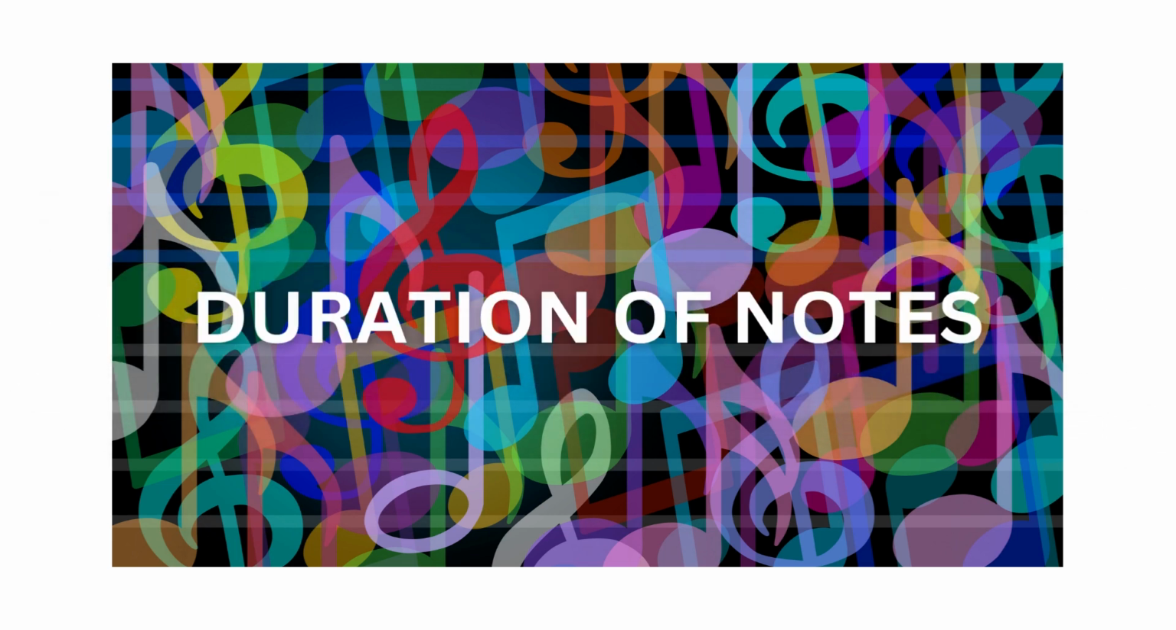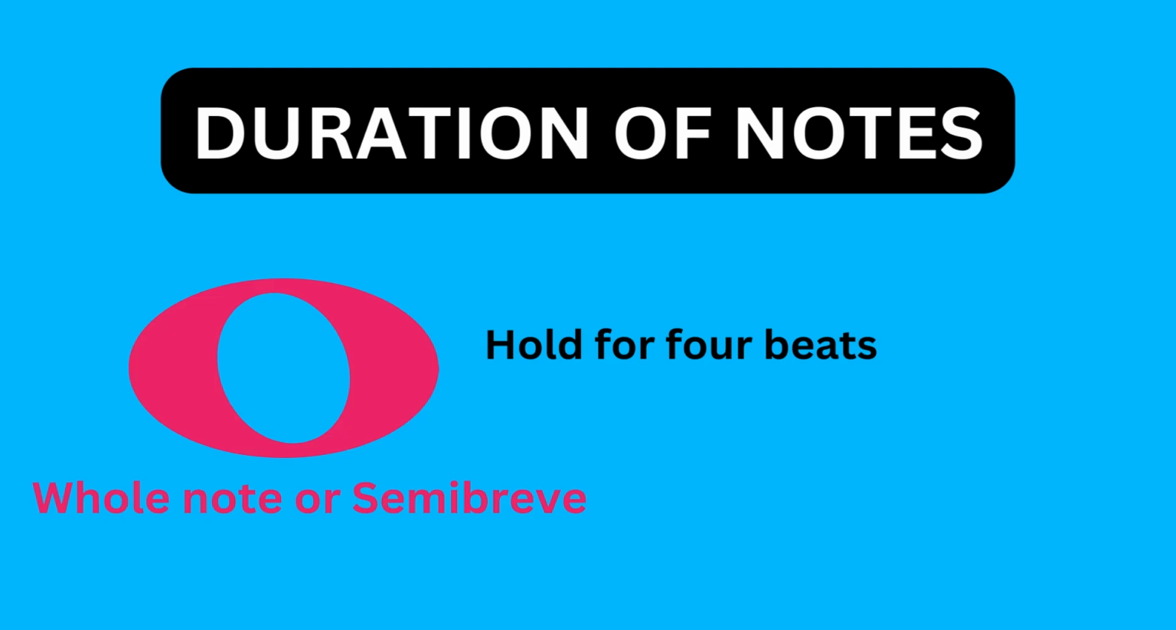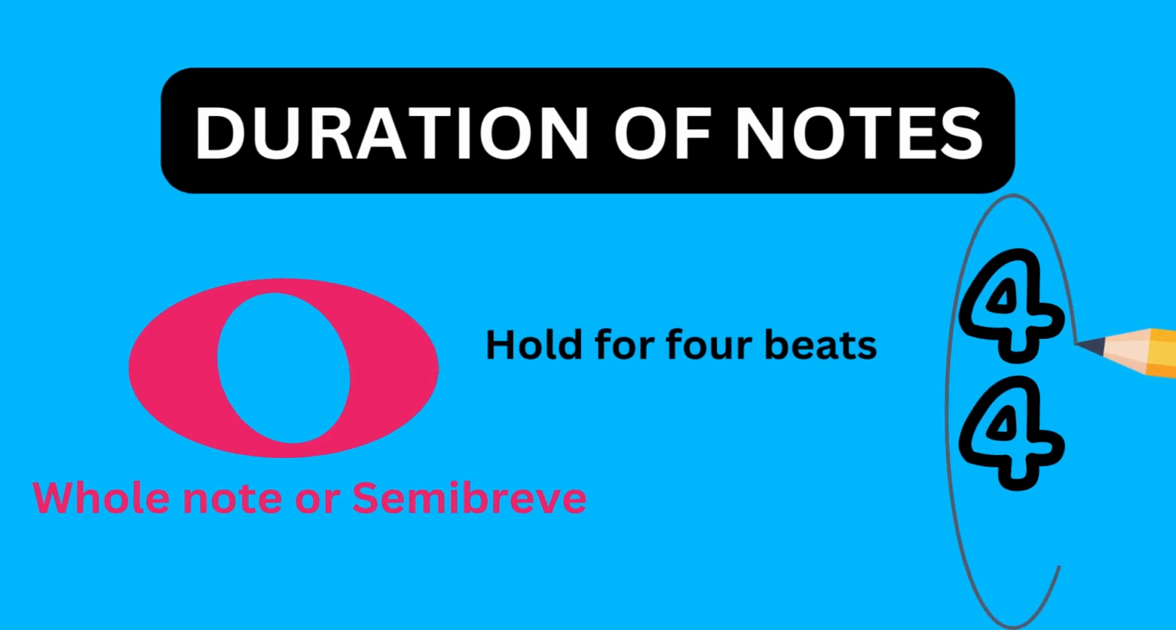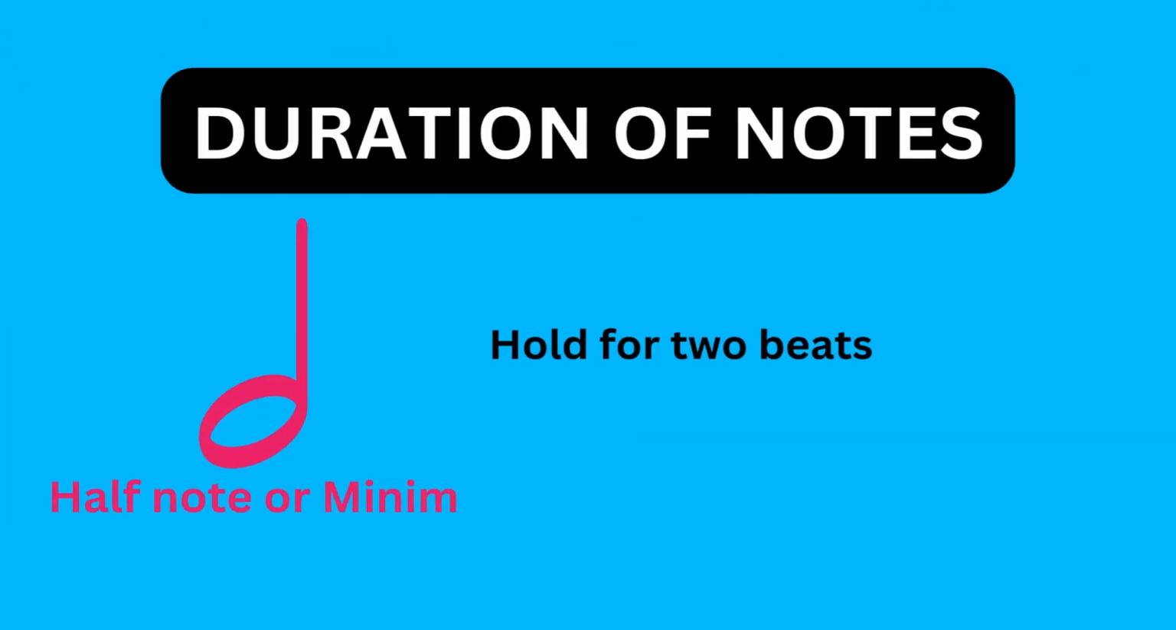Duration of notes. Notes also have different durations, which represent the relative length of time they are held. The whole note is the longest note and receives 4 beats in common time. That is 4/4. The half note lasts for half the duration of a whole note and receives 2 beats.